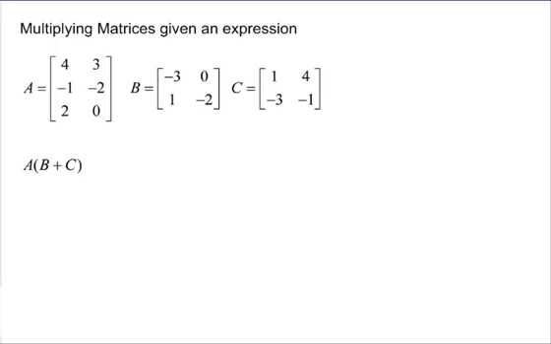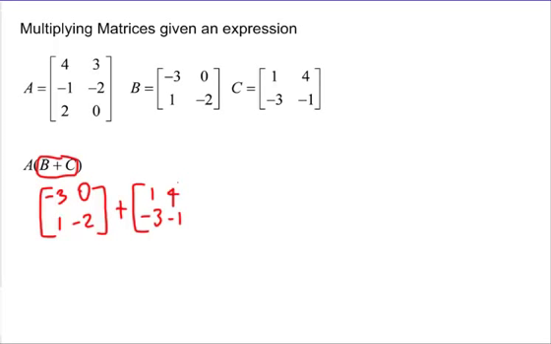Okay, so now we're going to multiply these matrices given an expression. There are 3 matrices to choose from, A, B, and C. And what they want us to do is to multiply A with B plus C. And think about this just like you would think about your normal math. We have to do this part first because it's inside the parentheses. So when we do that, we're looking at -3, 0, 1, -2. And then we're going to add it to C. And don't forget what you've learned about adding matrices. You just add together the things in the corresponding parts. And so the inside of our matrix becomes -2, -2, 4, and -3.